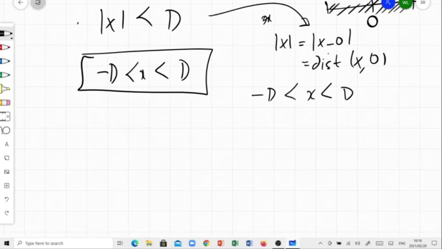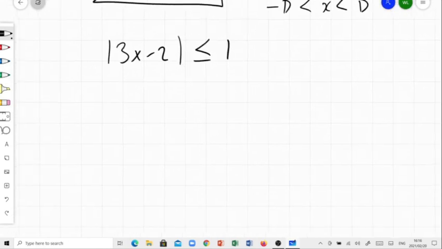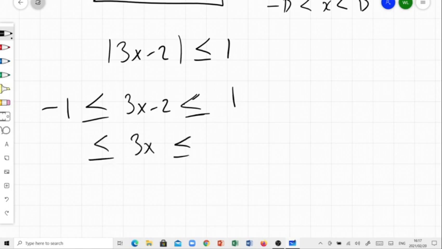Okay, so let's say I ask you to solve this: the absolute value of 3x minus 2 is smaller than or equal to 1. Well, this will force 3x minus 2 to be between minus 1 and 1, you see, minus d and d. And then this breaks into two inequalities. So 3x is going to be between, you add 2 on both sides. Now you have to be careful. Adding 2 on both sides preserves the order. So we get 1 and 3.